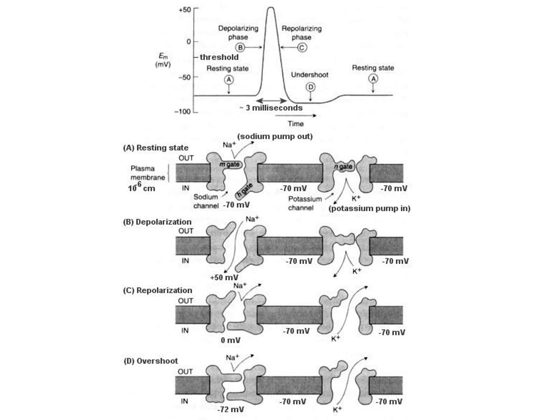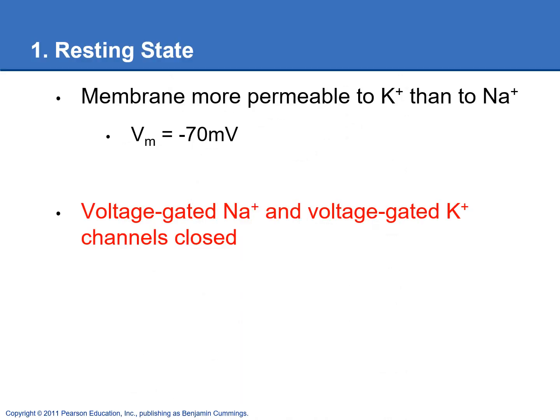And then this is just a nice comparison of the voltage-gated sodium channel on the left with the two gates. And then here's the voltage-gated potassium channel with just the one gate. And then the three phases of the action potential here so you can see which gates are open and closed there. Okay, and then just to answer some questions.